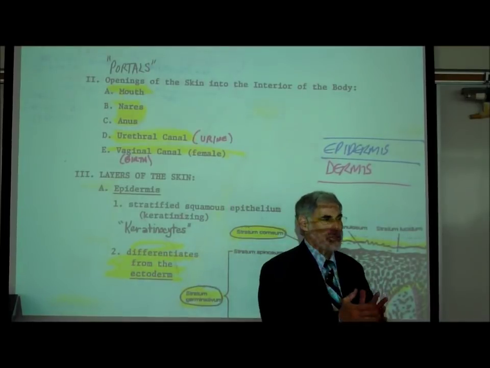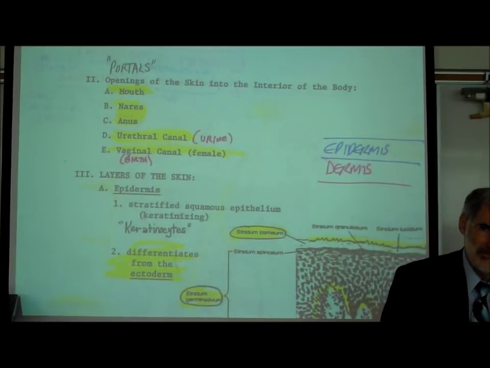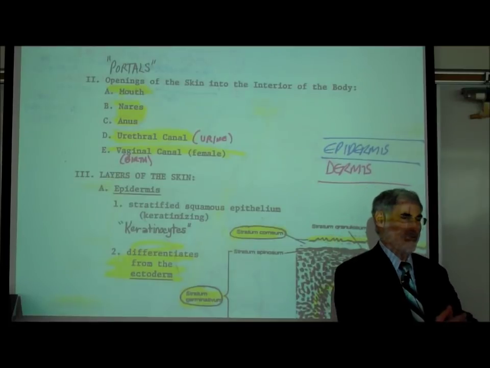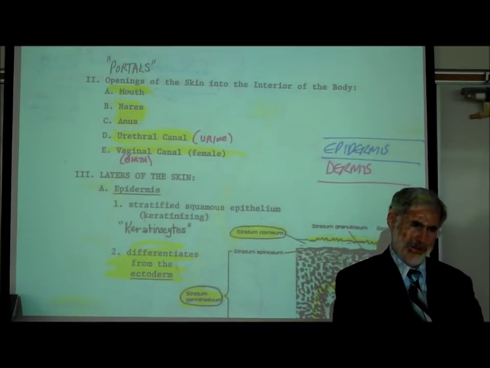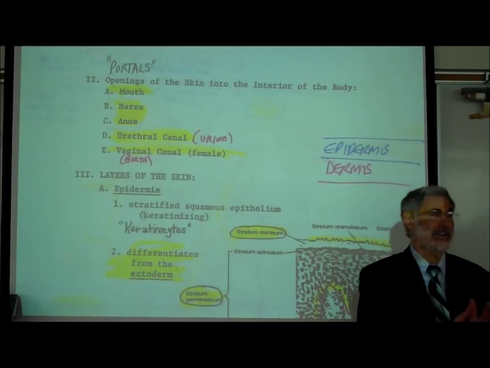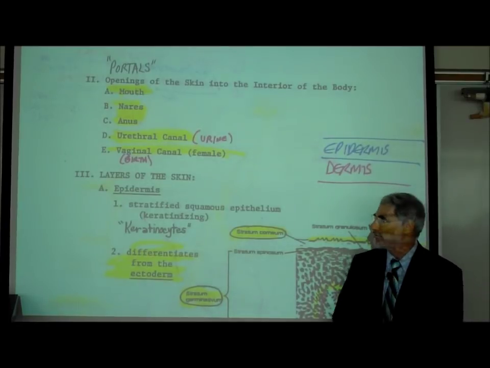The urethral canal is the opening that urine comes out. You'd say, well, what's it called in women? The urethral canal. You'd say, well, what's it called in men where the urine comes out? The urethral canal. If urine comes out, it's called the urethral canal.